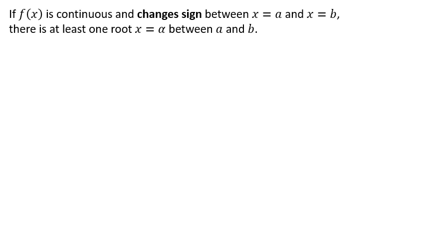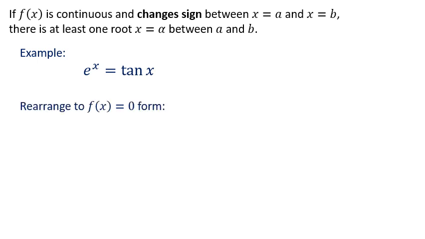Now here's the fundamental idea behind looking for solutions on a graph. If the function you're looking at is continuous within a given interval and it changes sign, then it must be equal to 0 at some point in between those two values. So for example, with this one, e to the x equals tan x. If we rearrange it so that it has something on one side and nothing on the other side, like this, then it's a bit easier to see.